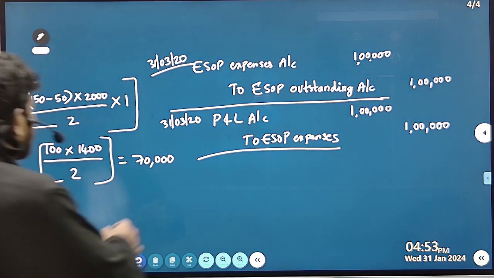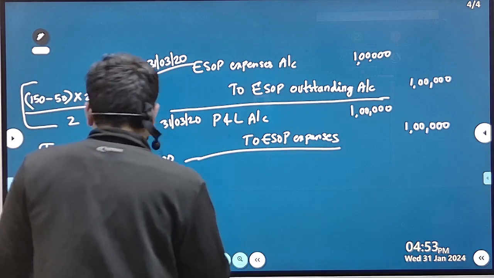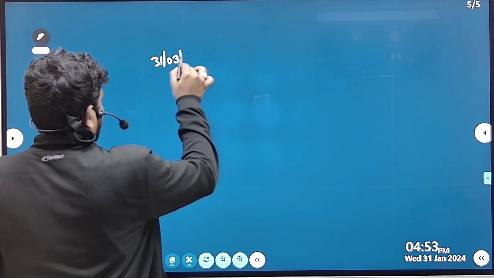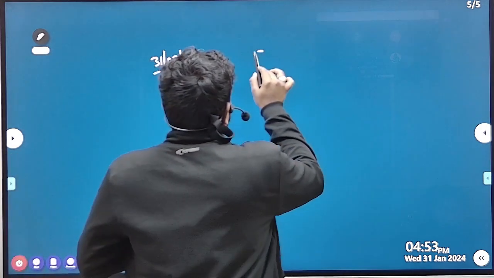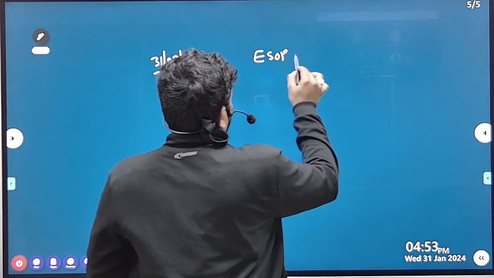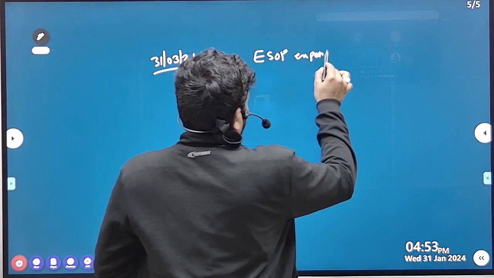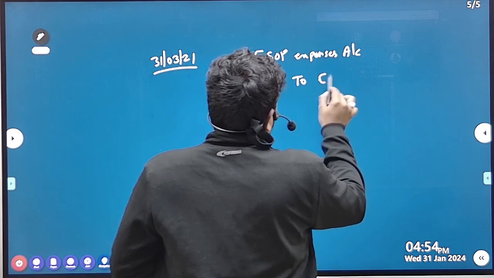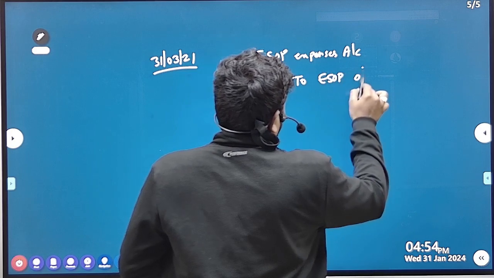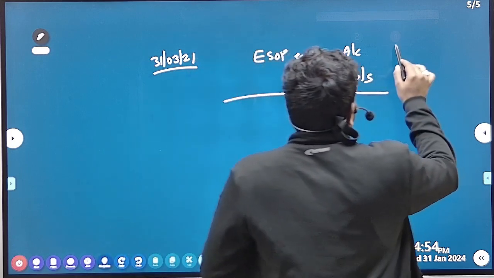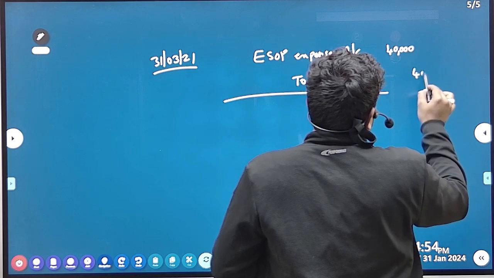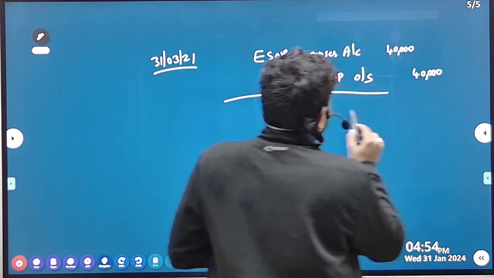31st March 2021. ESOP expenses account debit to ESOP outstanding. How much? 40,000. 40,000. Okay.